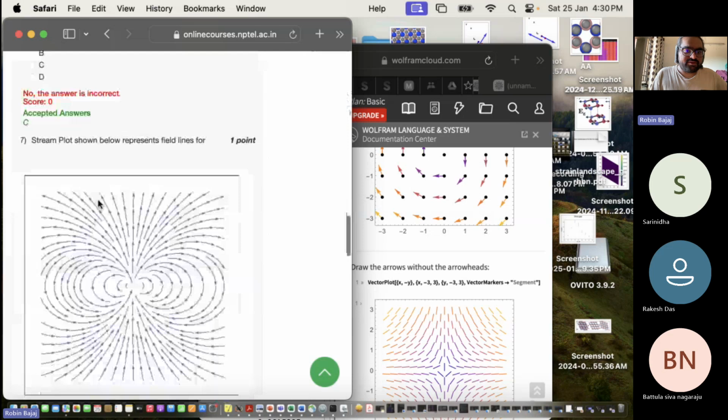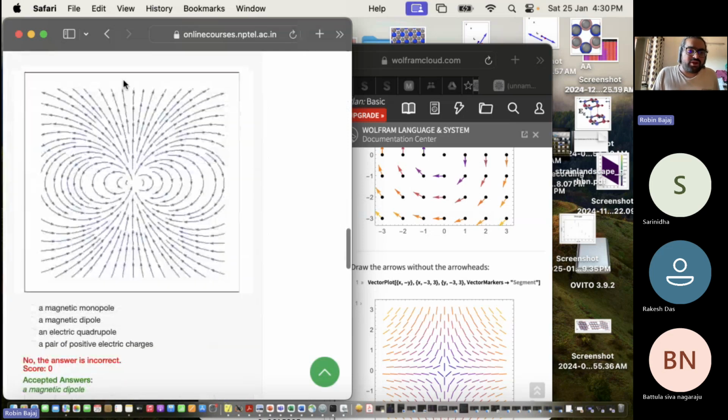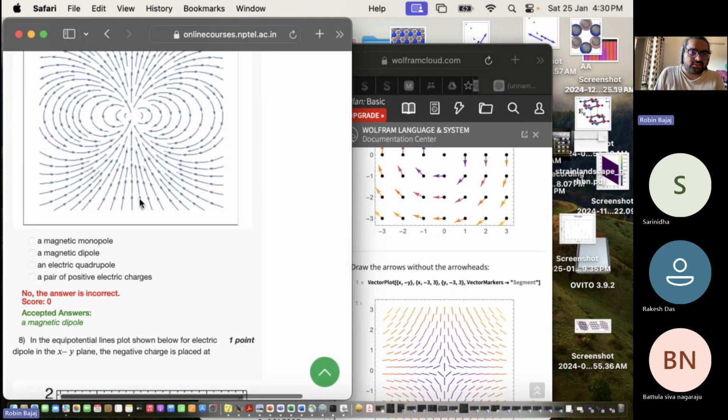The next problem is about the charge. We know this is like the magnetic dipole. You don't have to do any computation for this. It's very clear from north to south.